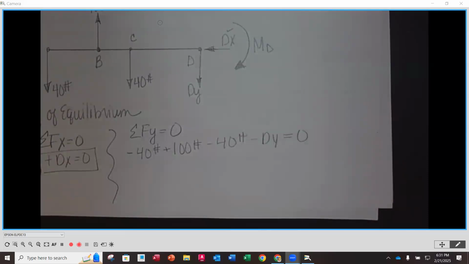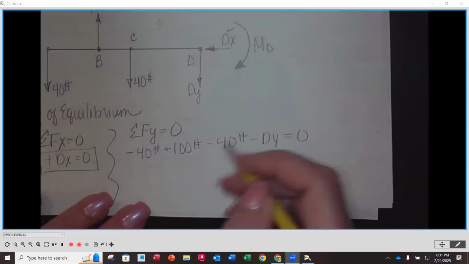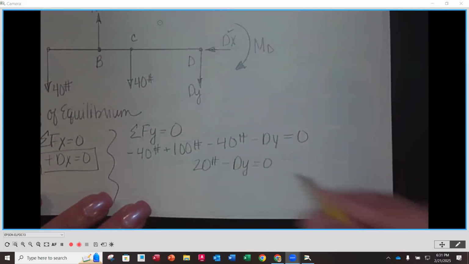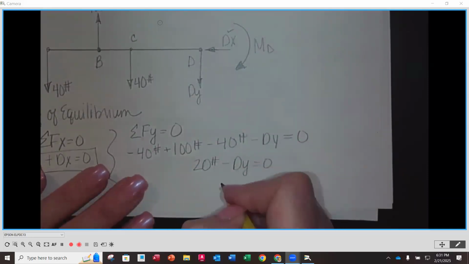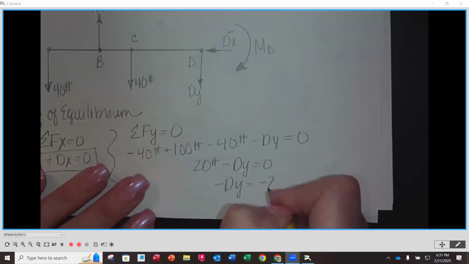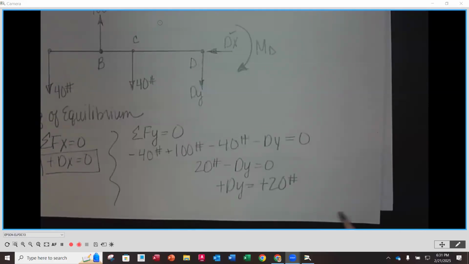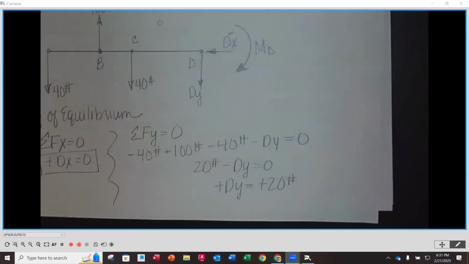So I'm going to add and subtract everything that I can. So it looks like I've got a positive 20 on this side, right? 20 pounds minus dy is equal to 0. I'm going to move the 20 to the other side. So negative dy is equal to negative 20. Okay. And those are going to be positive then, right? So the direction going down was correct.